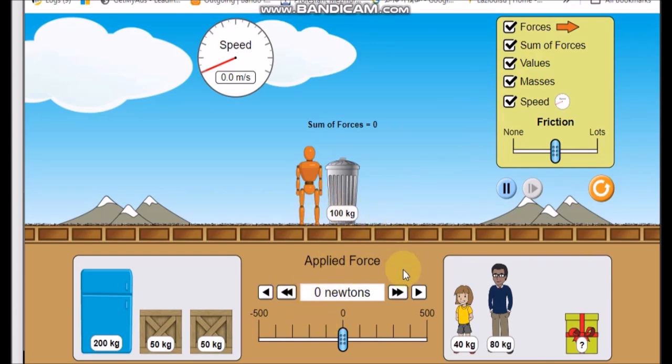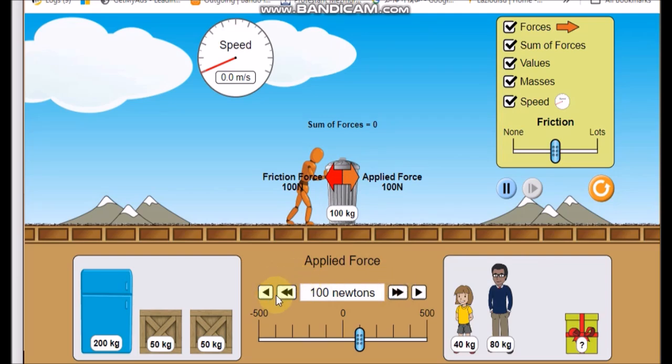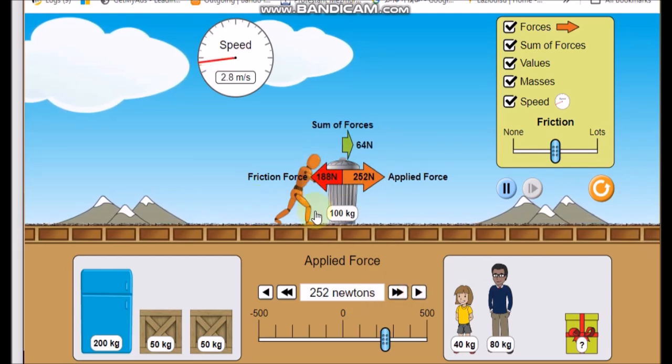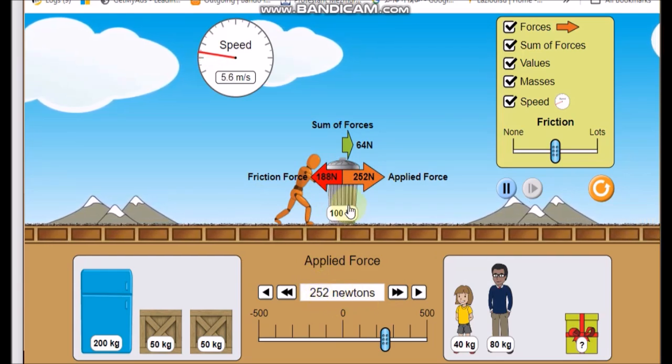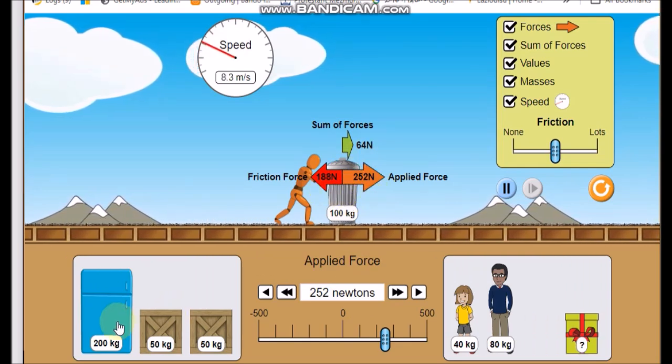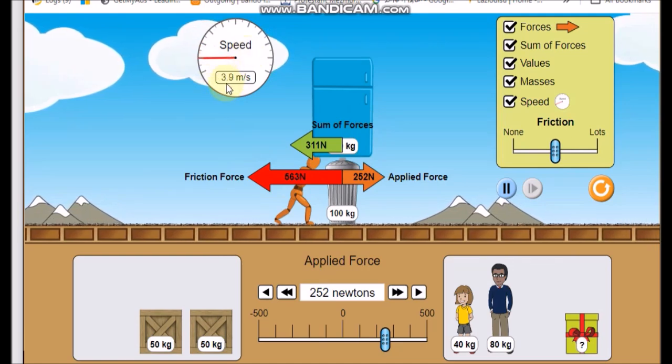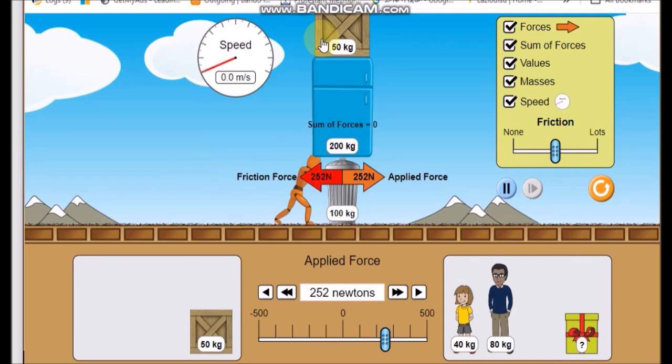Assume here the applied force is 0. Now let me give an applied force of 50 newtons, and let's make the object start. Now look, the object starts to move after applying 252 newtons of force. Now if we add mass here, what will happen? Look, the speed decreases. When again I add 50 kilograms, this 252 newtons the man applied is already stopped because of the mass.